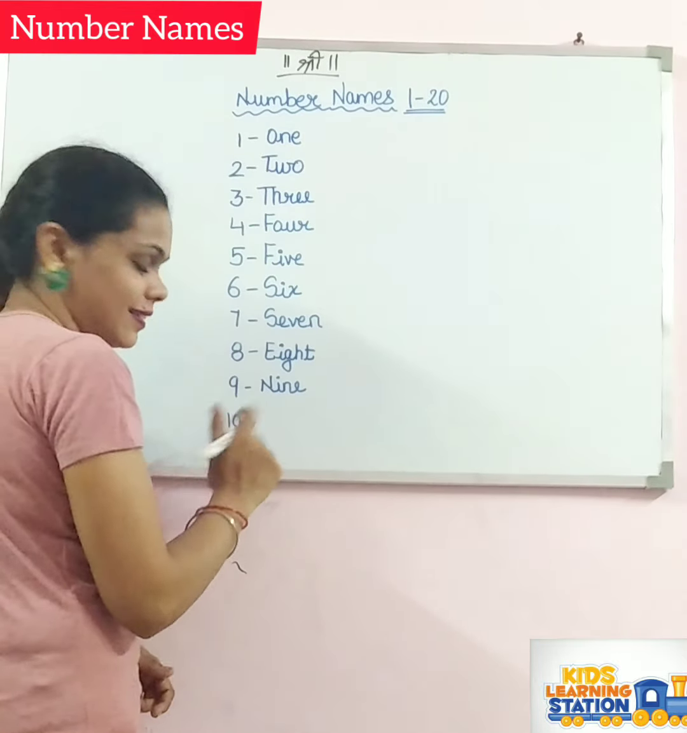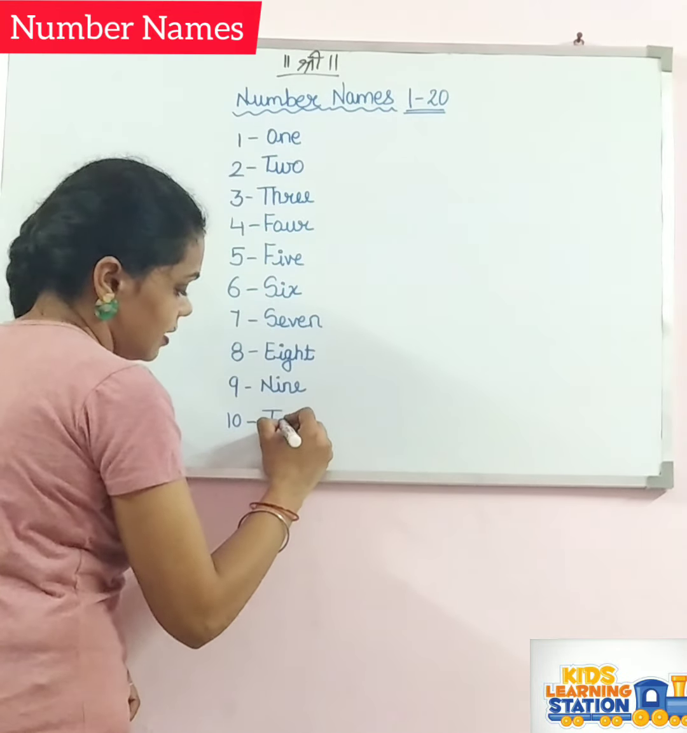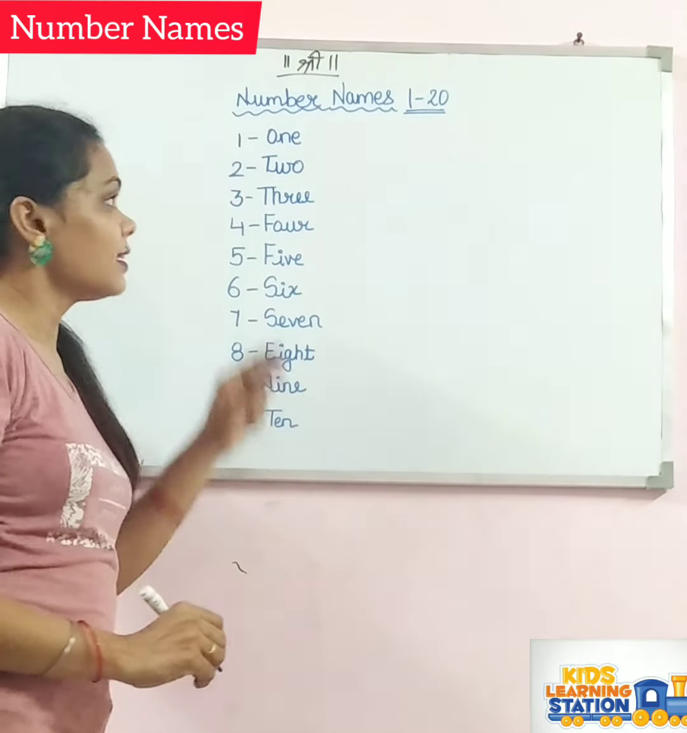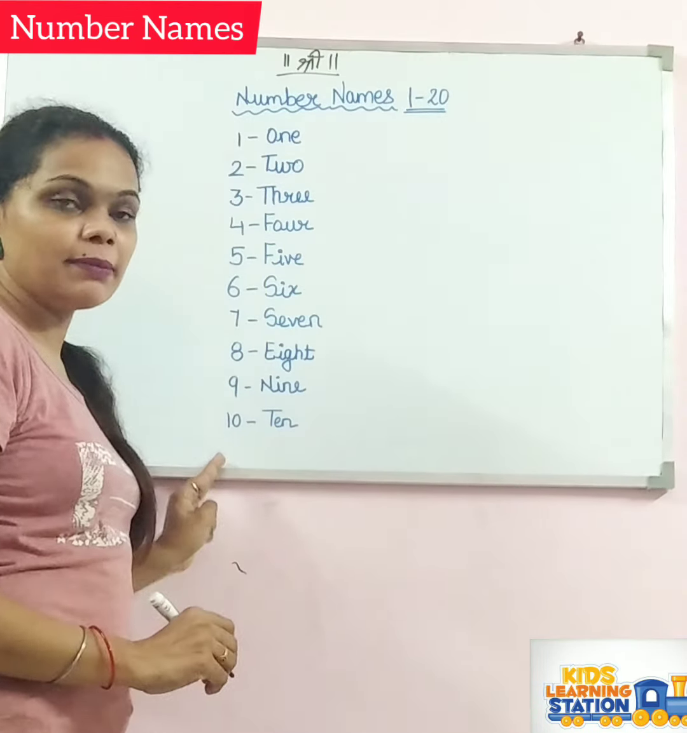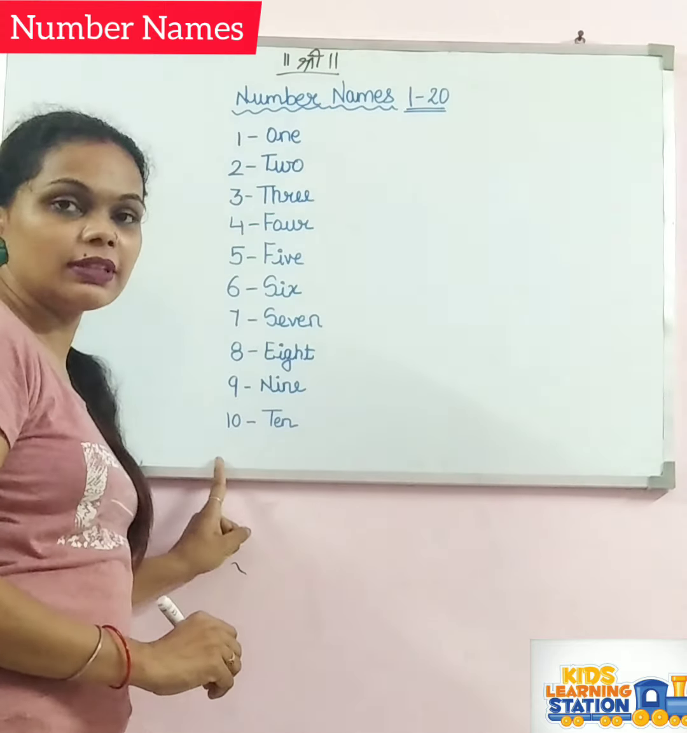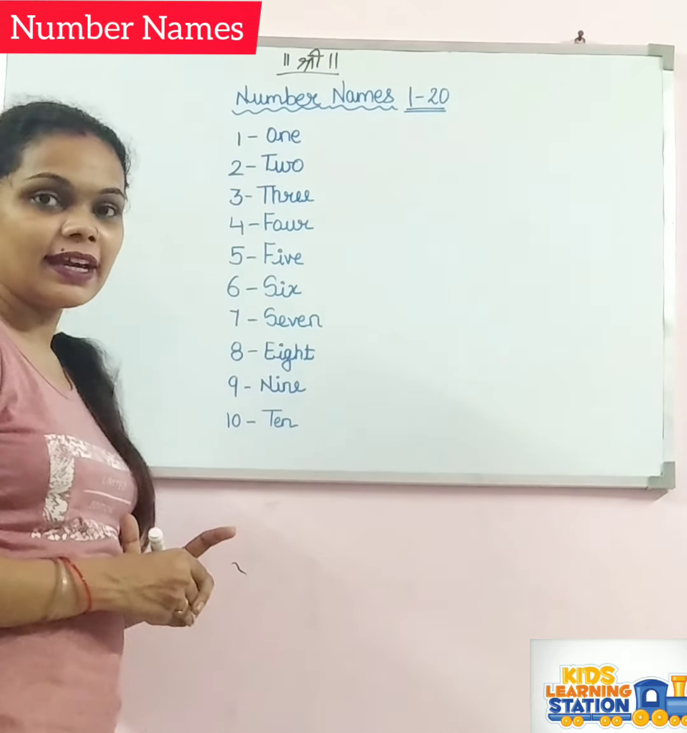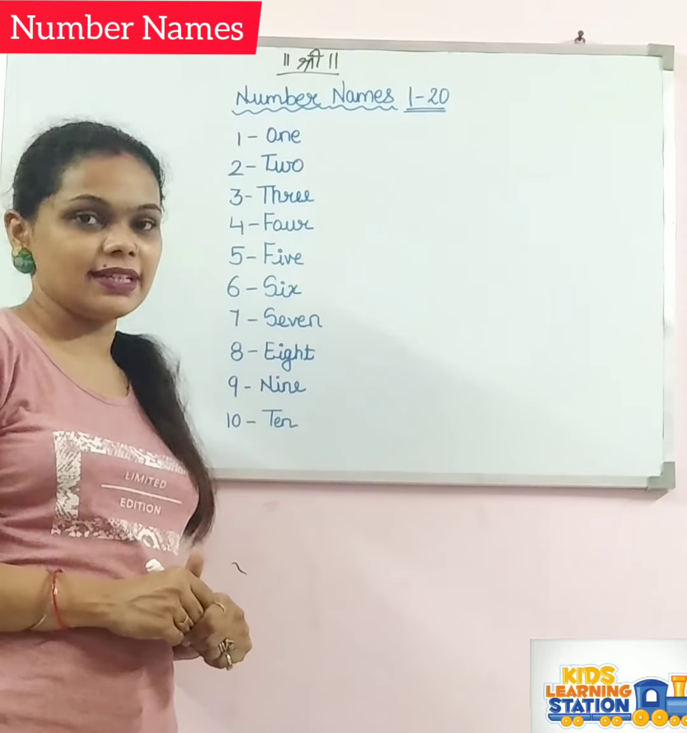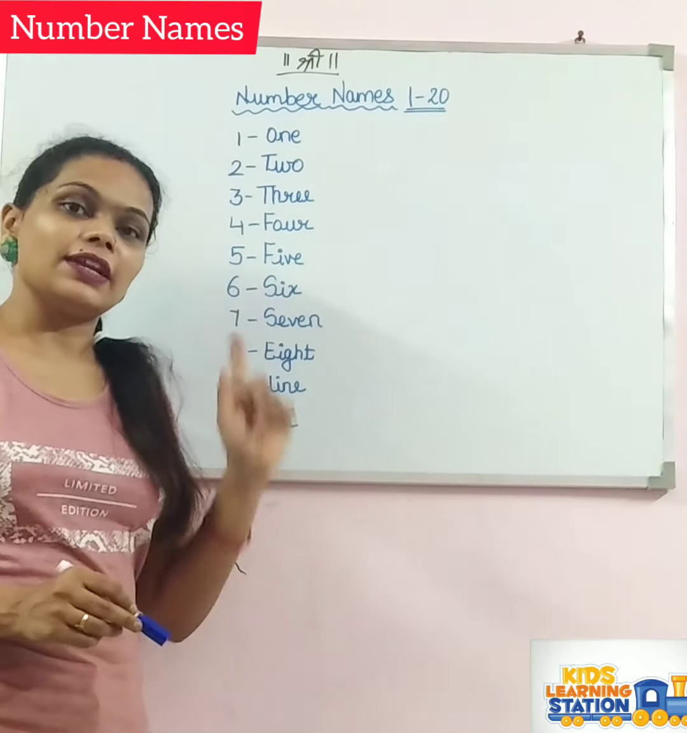10: T-E-N, 10. These are the number names from 1 to 10. Let's repeat and then we are going to start with the next number name, that is 11. Shall we repeat again?